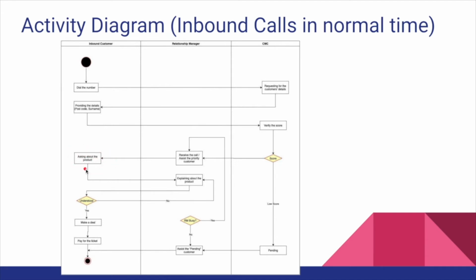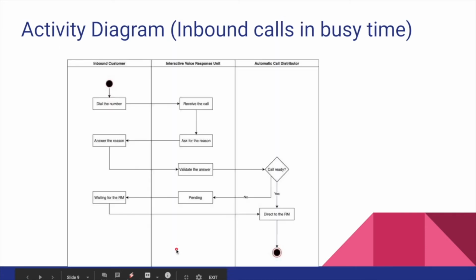Then during the call, the customer will ask the RM about the product, and the RM will explain all of the products to the customer. If the customer has understood, the customer will make a deal and pay for the ticket. For the customer with a low score, the customer will be put on hold or pending. After the RM is free or available, the CMC will connect the pending customer to the RM, and then the RM will assist the customer.